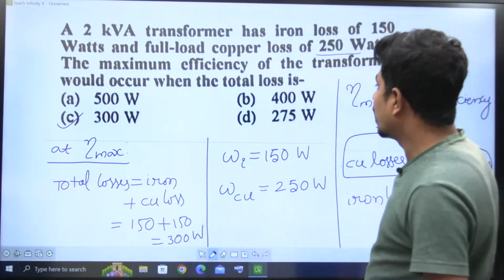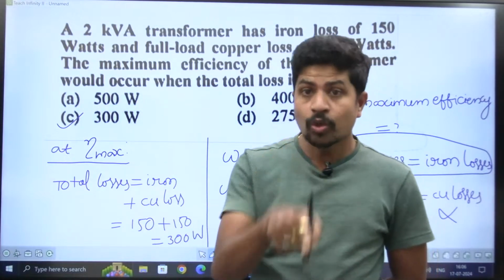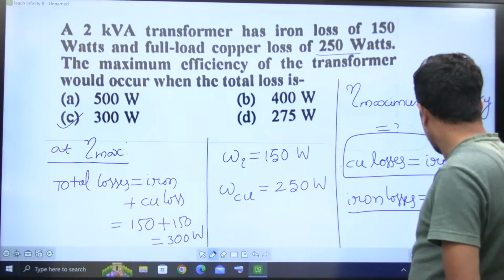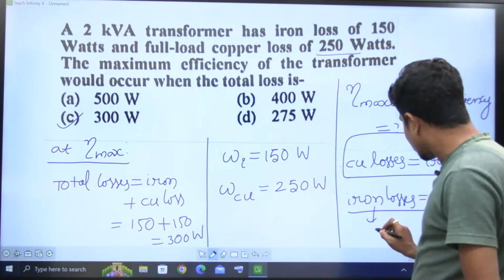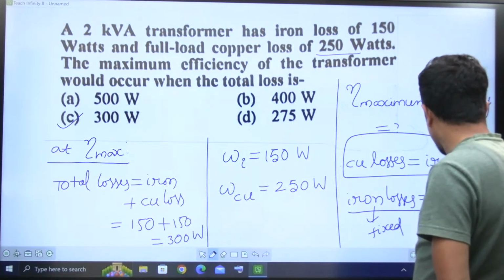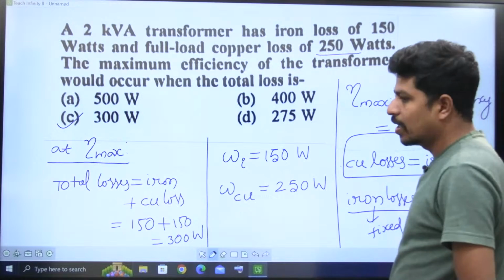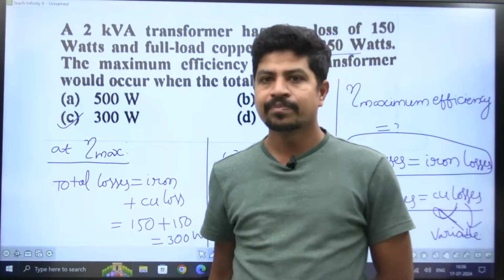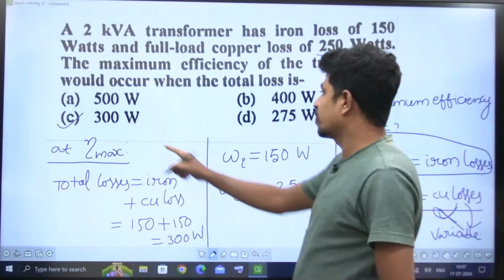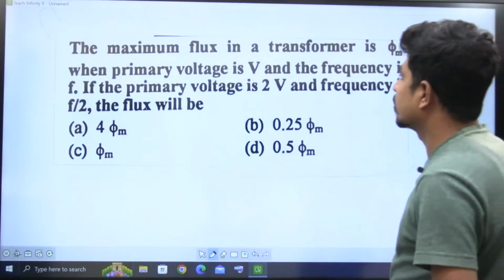Some people may tick 500. Sir, if you get 500, you followed that iron losses are equal to copper loss. This is wrong, because iron losses are the fixed losses, and copper losses are the variable ones. Copper losses are variable. Clear? If you follow that, the readily available first option, 500, will give you the wrong answer. The next question, please.